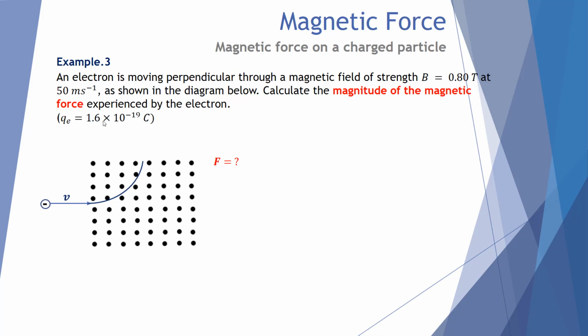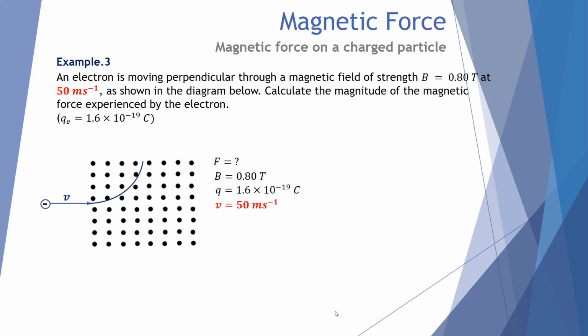So F, the magnetic force, is our question mark. B, the magnetic field strength, is 0.8 of a Tesla. Q, the charge of the electron, is 1.6 by 10 to the negative 19 coulombs, and that would be given to you in a data sheet for a VCE exam. And V is the speed of 50 meters per second.